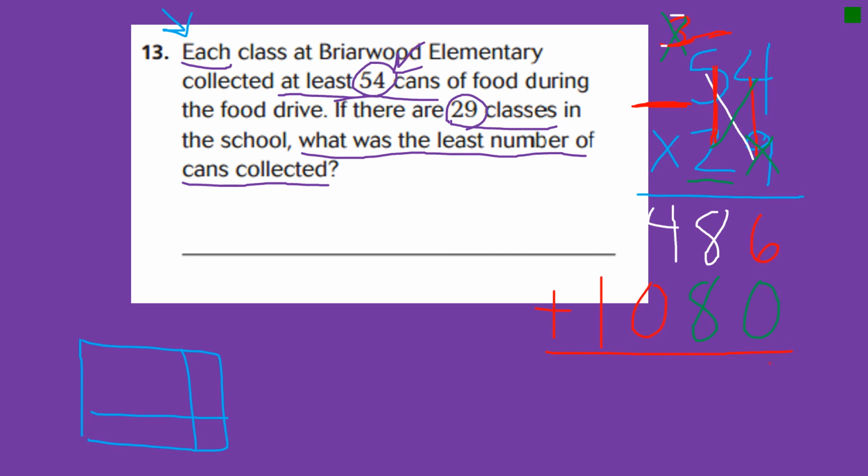Add these two partial products together. 8 plus 8, awesome, doubles fact, is 16. 4 plus 1 is 5, and then our friend 1. So the school collected at least 1,566 cans. Okay, you could say cans of food too if you wanted.